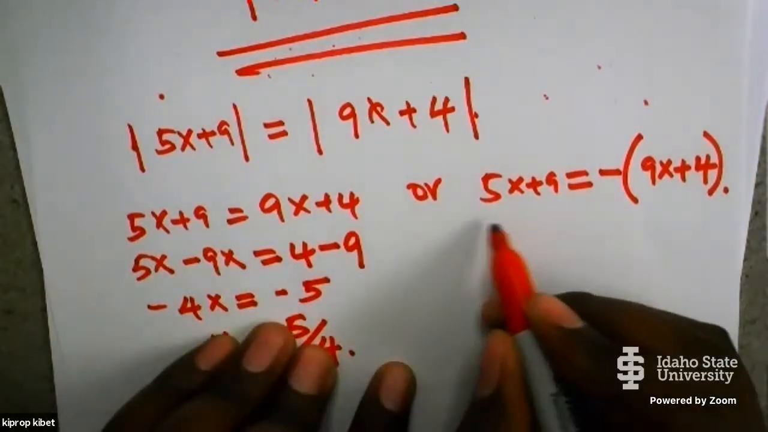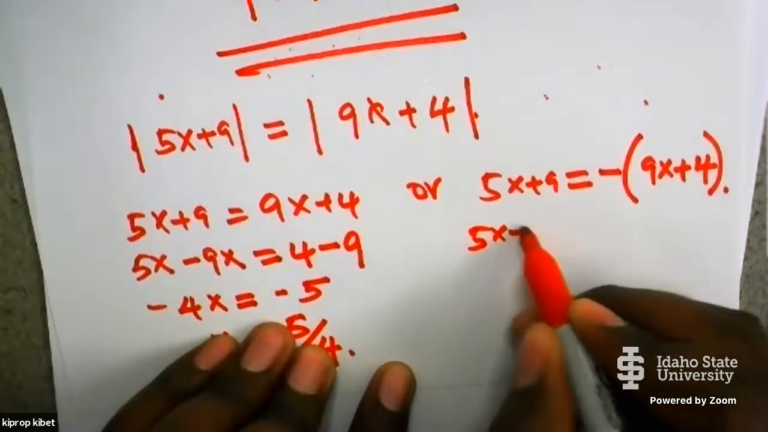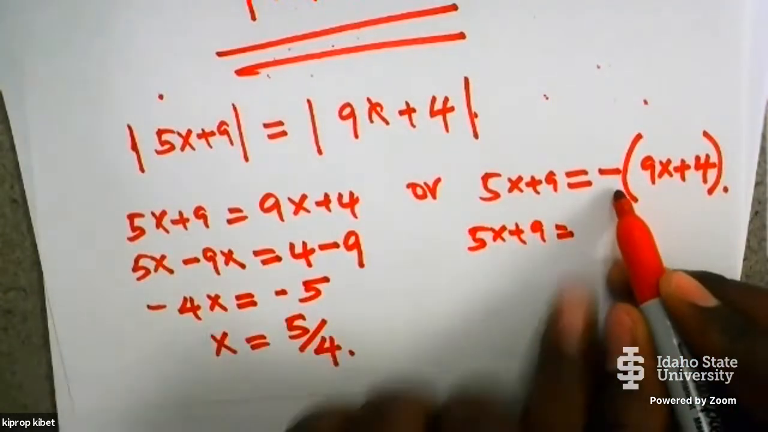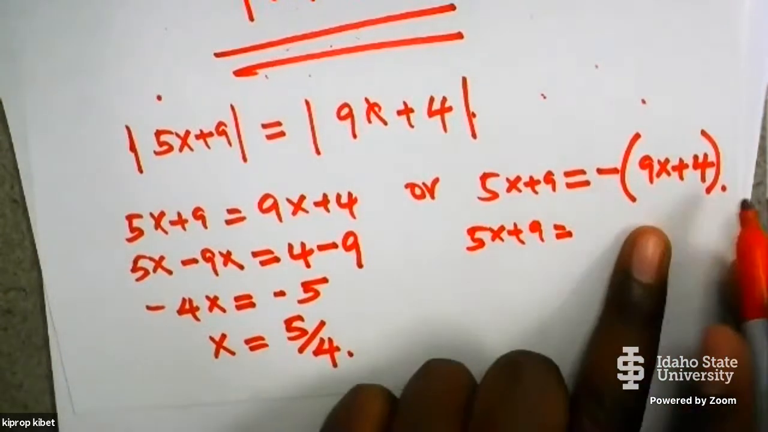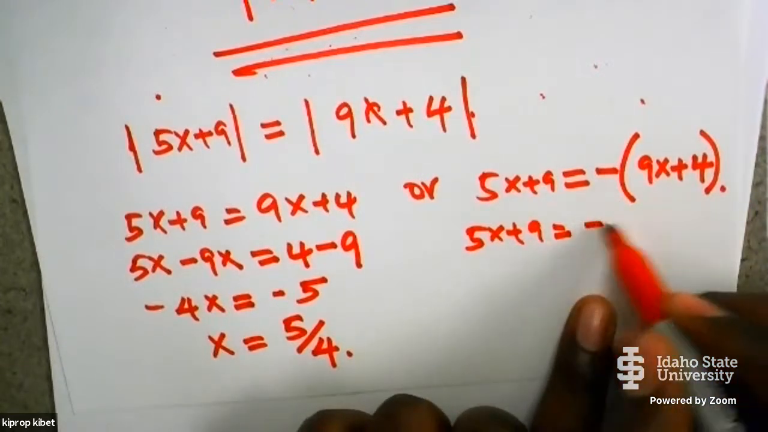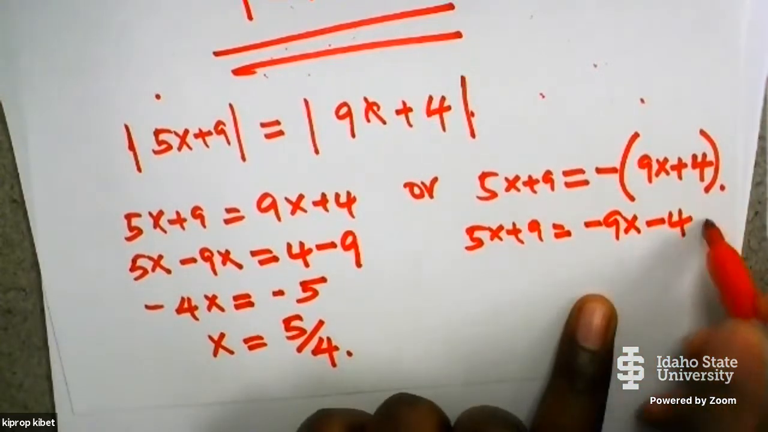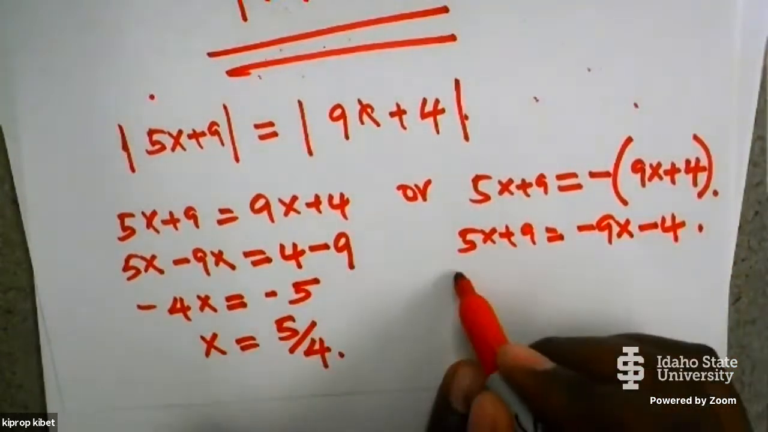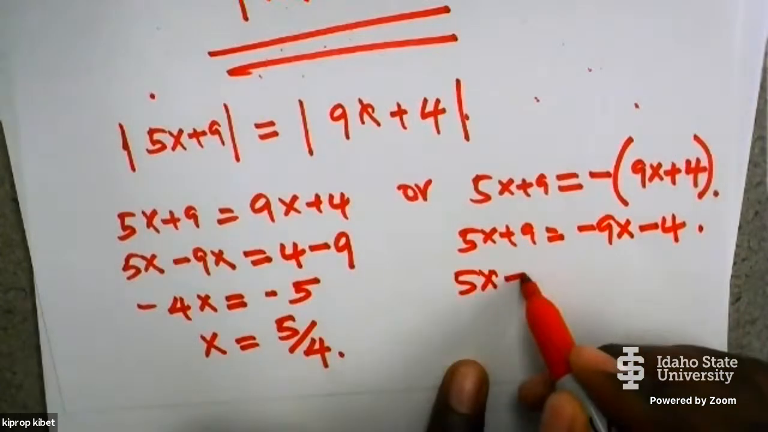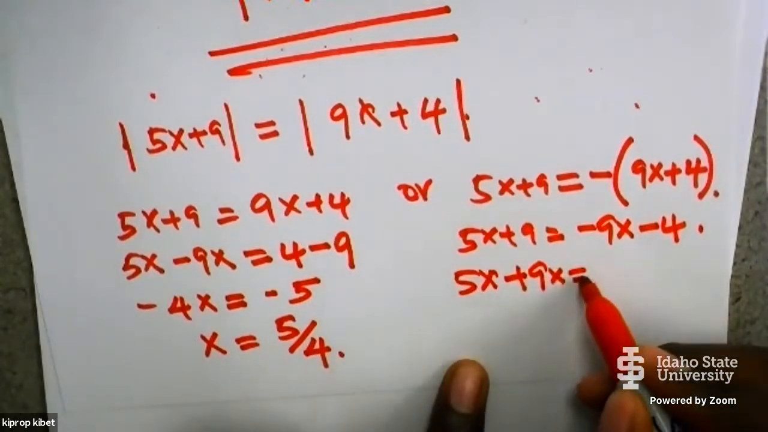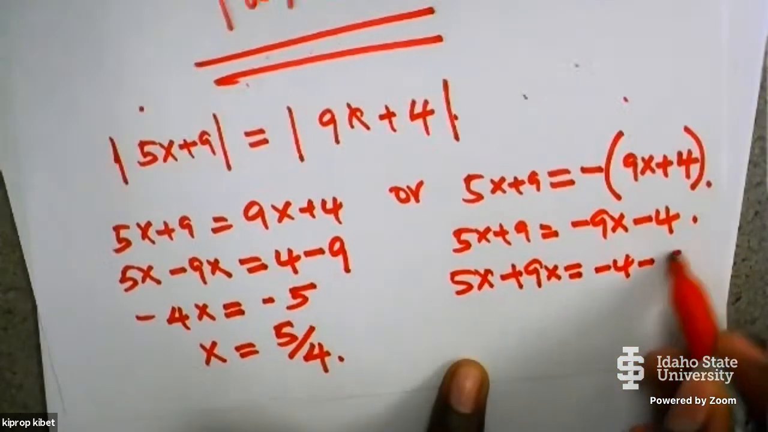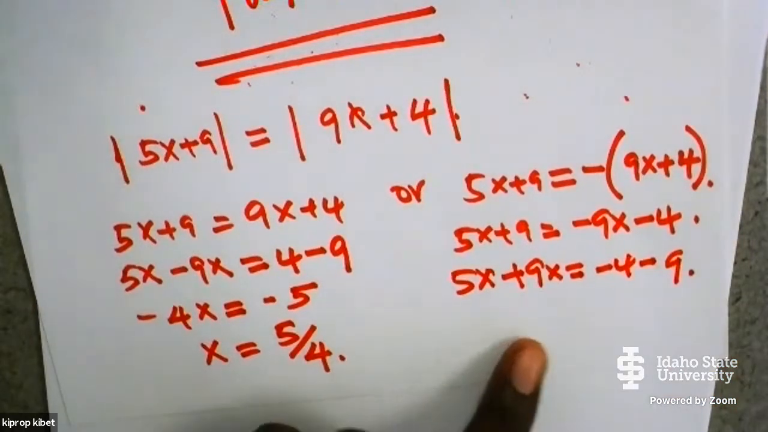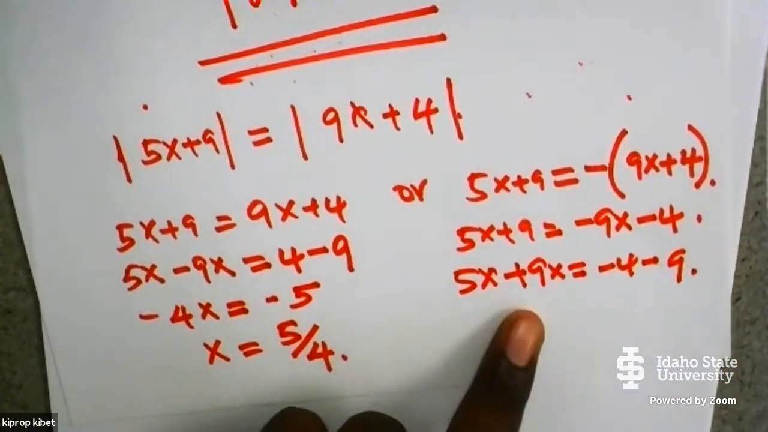Yeah. So the next one is 5x plus 9 equals to, this minus is affecting everything there. So minus 9x minus what? Minus 4. So you bring the minus 9x to this side. So 5x plus 9x equals to minus 4 minus 9.